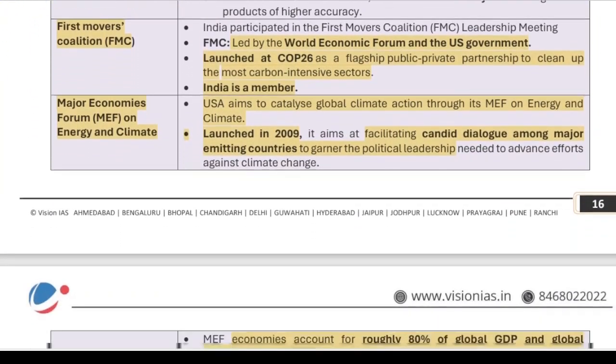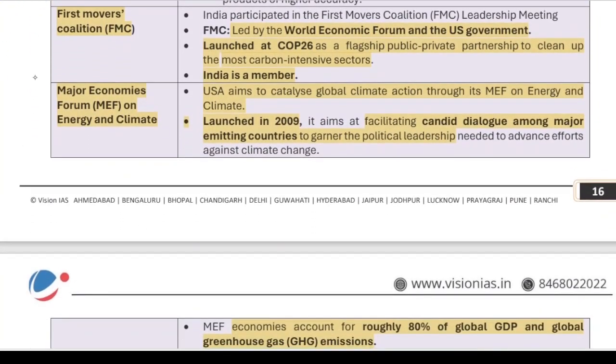First Movers Coalition, you have to remember it: the World Economic Forum and the US government launched this at COP26. It is a public-private partnership to clean up the most carbon-intensive sectors, the sectors which use much carbon and emit carbon dioxide. Moving these sectors to renewable energy is the main target.